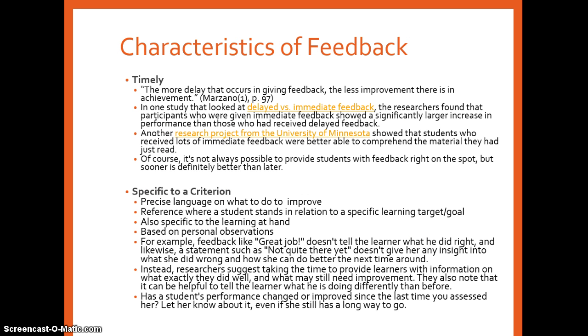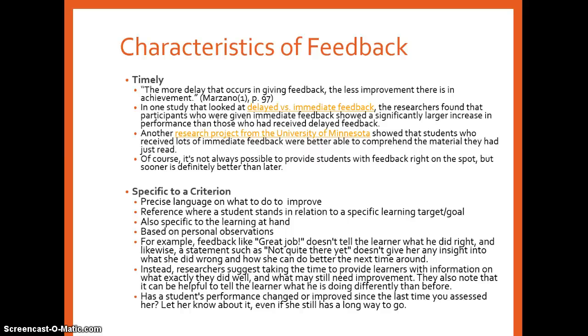When you look at the characteristics of feedback, there are 5 main characteristics. The first one is it needs to be timely. When you're providing feedback, the sooner you can give it to the learning that's occurring, the better. There are 2 links here that will take you to studies that show the difference between delayed and immediate feedback. Obviously, there are times when it's not possible to provide feedback right on the spot, but in those situations, the sooner you can provide that feedback, the better.